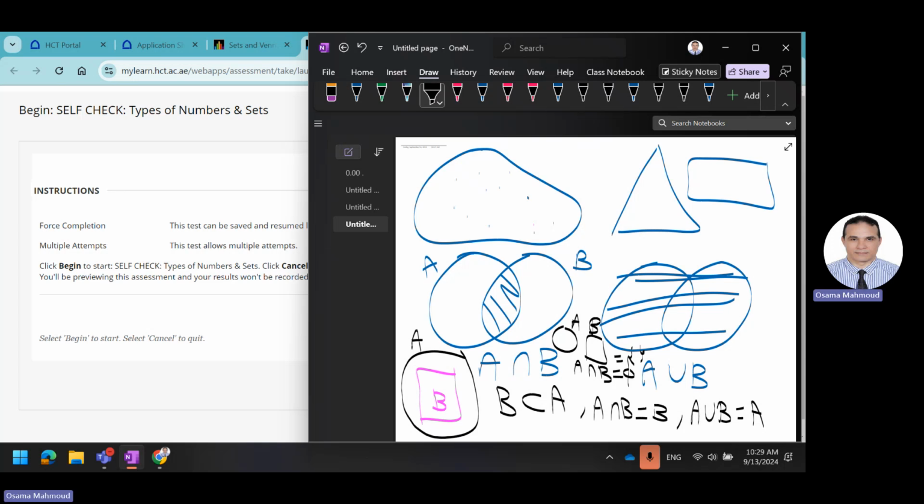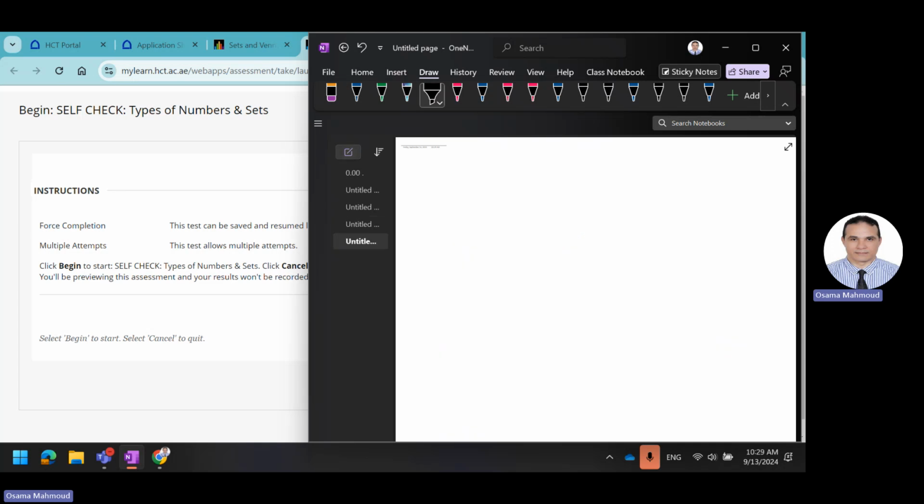And you have something else called the complement, right? So when I have A minus B, where B is part of A, A minus B is what's left outside B, right?